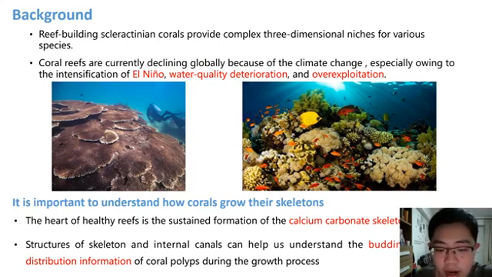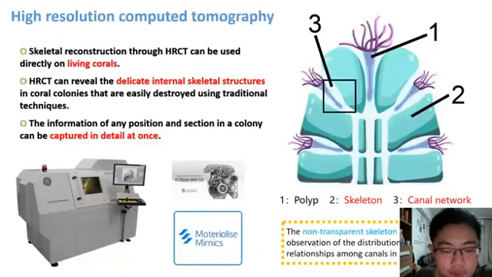Studies on the biological processes governing the coral reefs, their ecological health, and their environmental changes are therefore in the spotlight. The heart of healthy reefs is sustained formation of the calcium-carbonate skeletons of many coral species. Therefore, it is important to understand how corals grow their skeletons. The structure, distribution, volume ratio, and other useful patterns of the canals in coral skeletons are also important to understand, as they play key roles in coral growth.